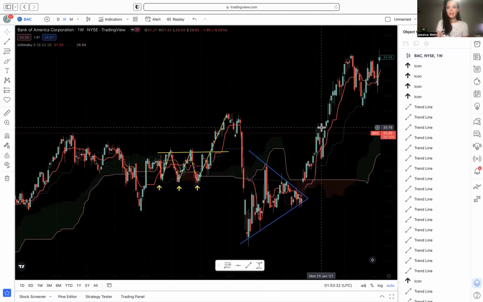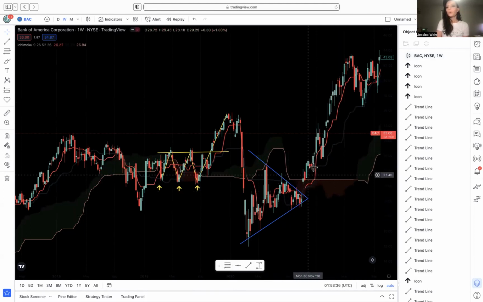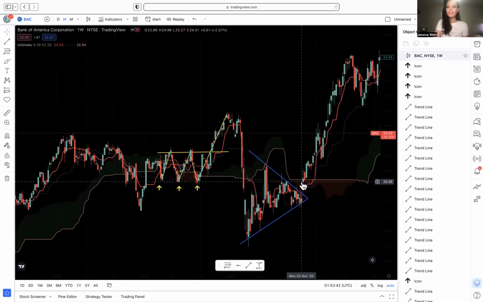And as we see here, it continued and confirmed. So we don't know exactly obviously how far this will go up, but once it breaks out in an upwards trend, then that could indicate the stock could keep trending further to the upside. So that is how we can use this in our investment strategy, the triangle pattern.